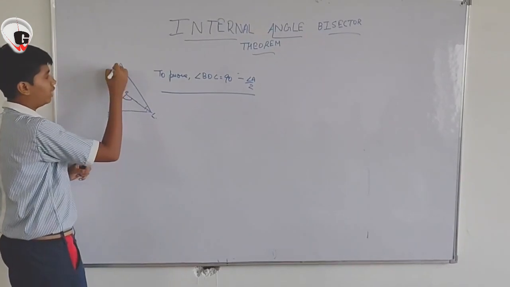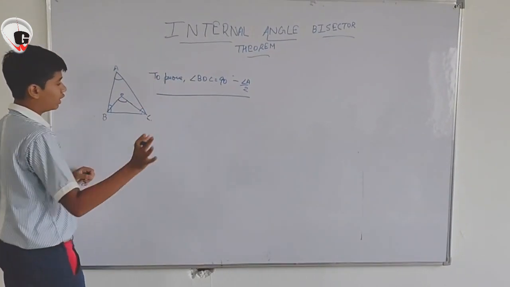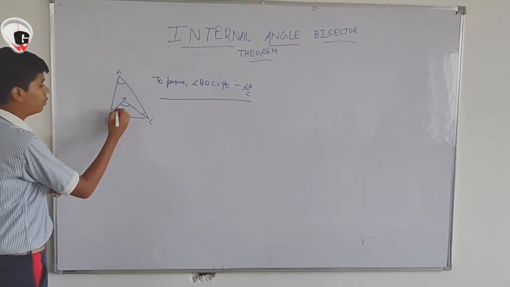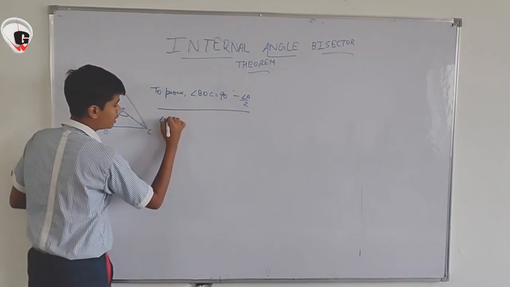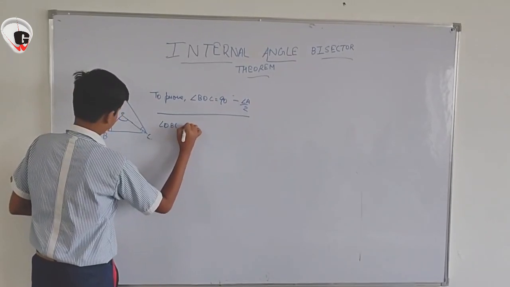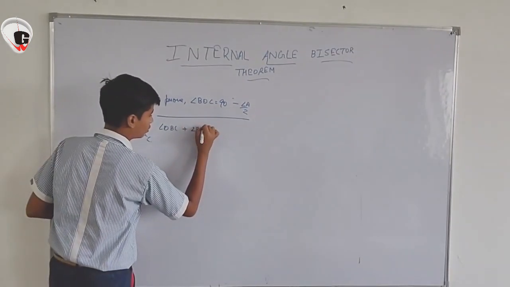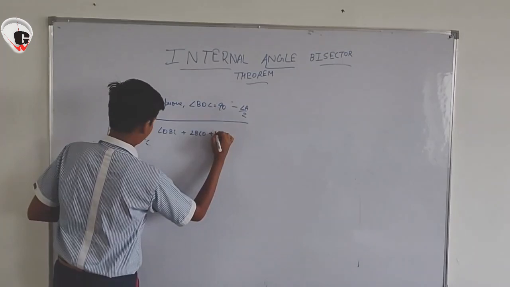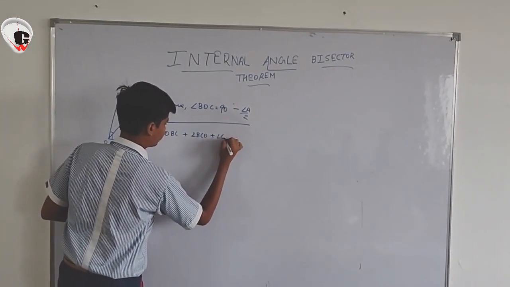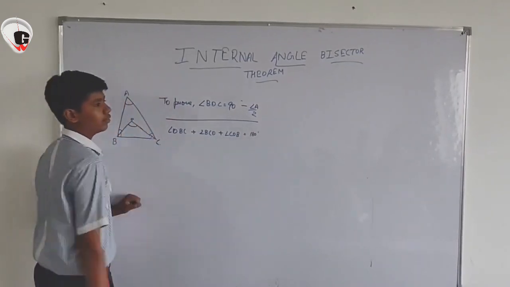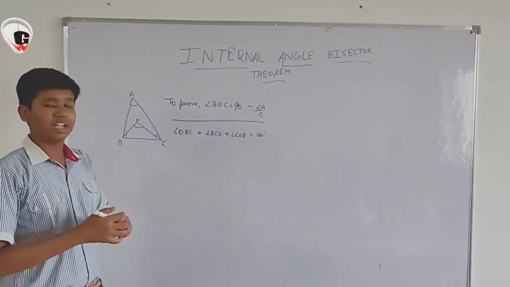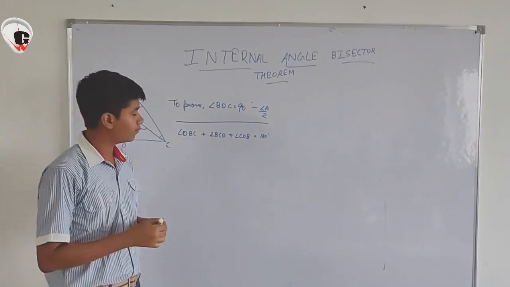First we see in the smaller triangle, triangle BOC, angle OBC plus angle BCO plus angle COB makes 180 degree. Why? We have been learning since grade 5 the angle sum property.